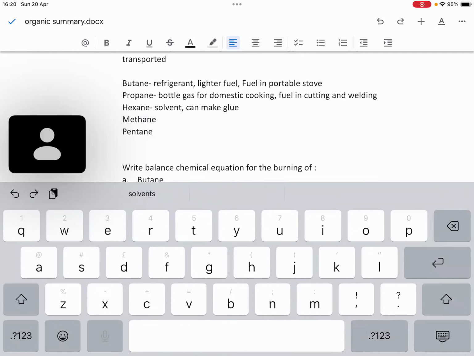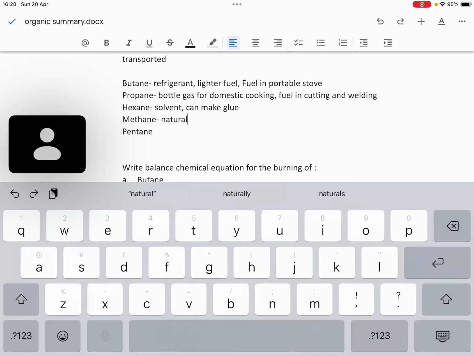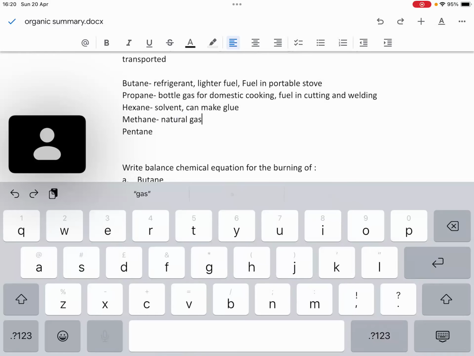Anybody know the use of methane? Miss, I have that methane is used as natural gas for cooking and those things, and as a raw material in the chemical industry for production of various organic compounds.